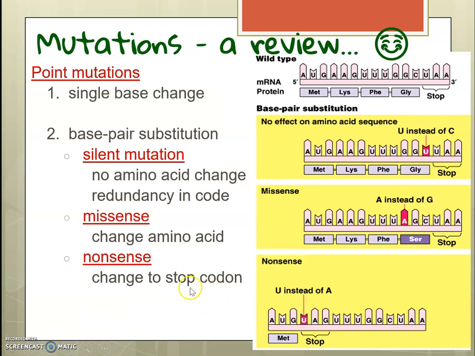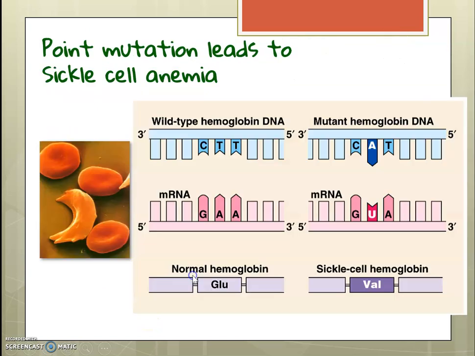So these are some of the mutations that can happen. We have different types. You have point mutations. That's just one individual base. You can have base pair substitution. So you can have a silent mutation. So yes, the bases change, but there's no amino acid change. That's called a silent mutation because it doesn't actually end up changing your amino acid sequence. You can have missense, where it actually does change the amino acid sequence, and a nonsense mutation, where it changes the amino acid into a stop codon.